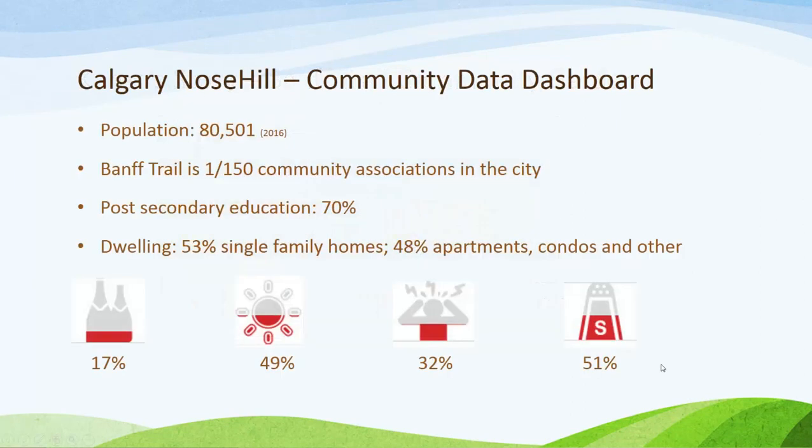So some interesting information here we've accessed off the Alberta Prevents Cancer.ca community data dashboard site. So here's a bit of information about the area where Banff Trail is located. Banff Trail is in the northwestern part of Calgary. It's a very high area for post-secondary education. You can see 70%. They're close to University of Calgary and to SAIT, the Southern Alberta Institute of Technology. And you'll see there that 48% of the population for the area live in apartments and condos. So that was actually one of the reasons that Banff Trail was interested in looking at a community garden opportunity.